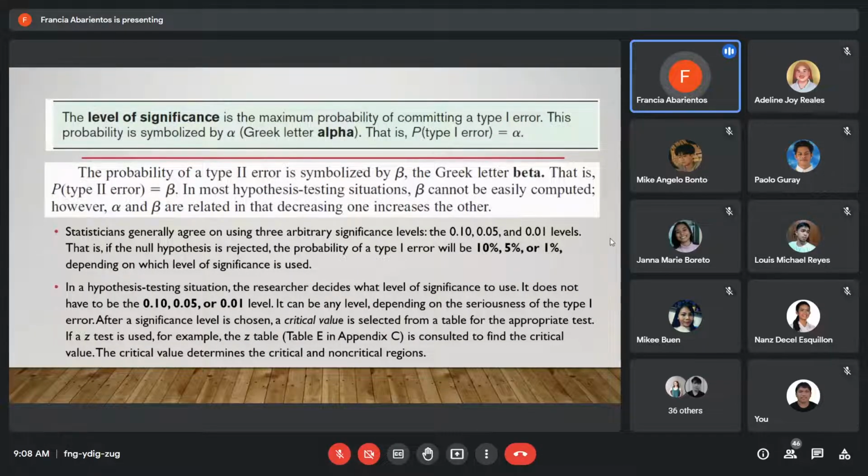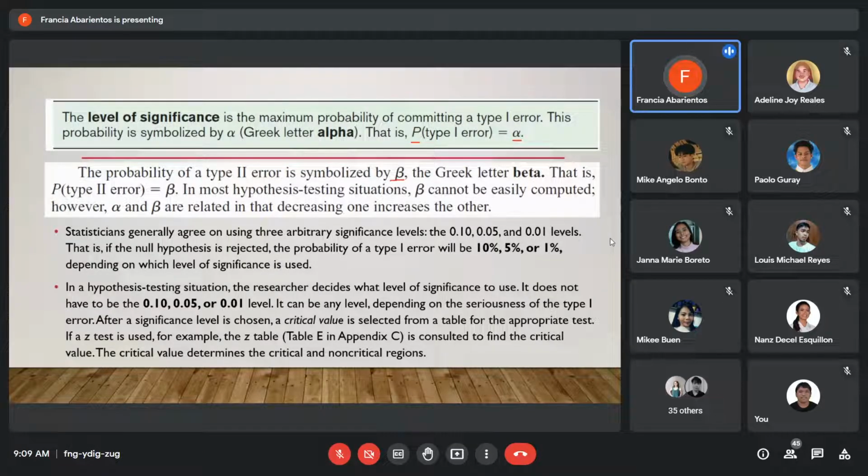So here is now the level of significance. You all know this, the maximum probability of committing a type 1 error. Kaya papasok na si level of significance. So yung probability natin symbolizes as alpha, or the Greek alpha. And the probability of the type 1 error is equal to alpha. And the probability of a type 2 error is symbolized by beta.